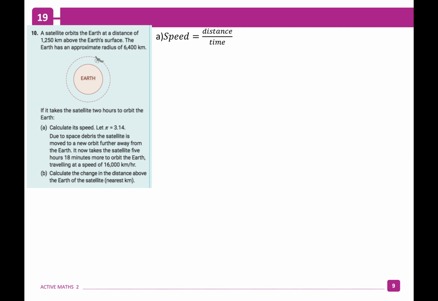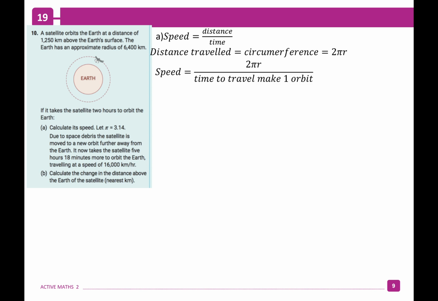Well, we know that the satellite is traveling in a circle. So the distance it travels is the circumference of the circle. So it's traveling one full circle. That means the distance it travels is the circumference, which is equal to 2 pi r. And the time it takes to travel is the time it takes to make one full orbit. That means your speed is equal to 2 pi r divided by the time to travel one orbit.